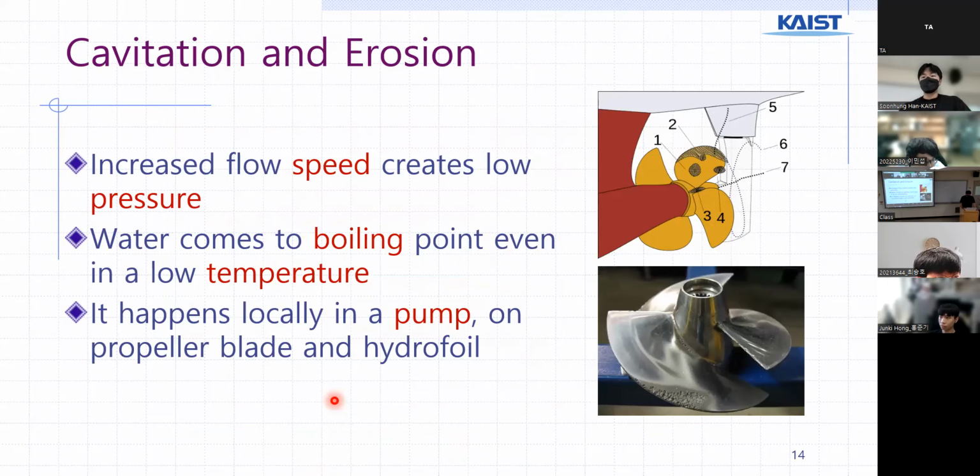And there are cavitation and erosion problems. This is actually the root cause of damage for the propeller. When the propeller rotates at high speed, it makes the fluid move at high speed. And as you guys already know, high speed fluid can make the pressure low. So this can make water boil, even at a low temperature. So the water fluid particle becomes vapor, and its volume becomes extremely larger, so it can damage the propeller. Usually it happens locally in a pump, on a propeller blade, and on a hydrofoil.